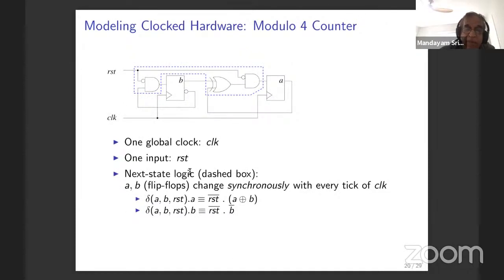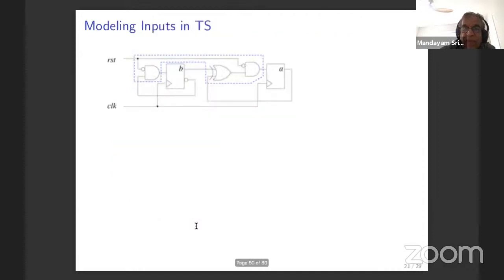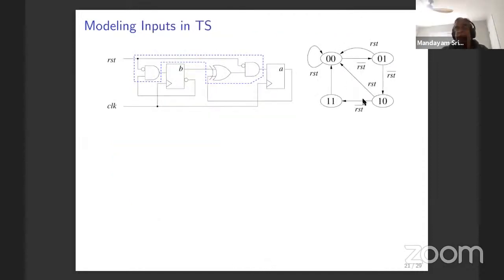There's one input. The next state here is dependent on the current state of the flip-flops as well as reset. But you will have to model reset as well. Normally what people do is they could use input as a separate entity in the formalism and capture the next state that way. You can either have a reset when you're in a given state, which corresponds to A, B.